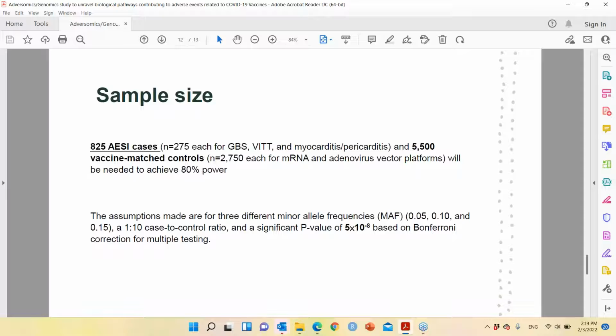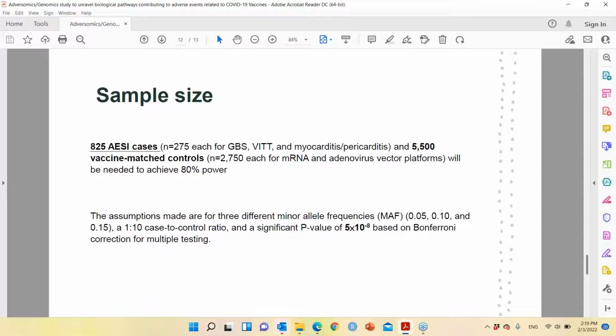One important part of this study is the number of cases and controls needed for a genetic study, which always is a concern. We need to calculate sample size and power to get at least 80% power for this study. As we calculated, we would need 825 adverse event cases. For each event, we need 275, and controls will be 5,500 controls.